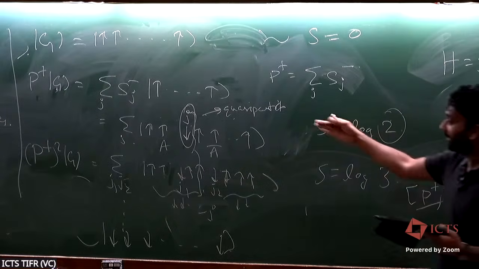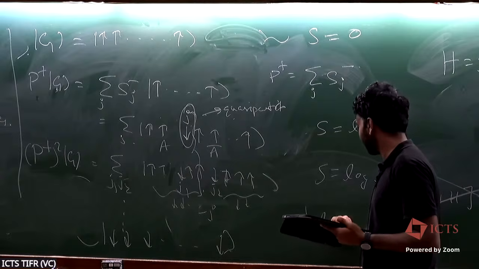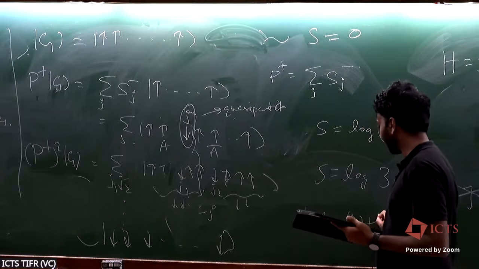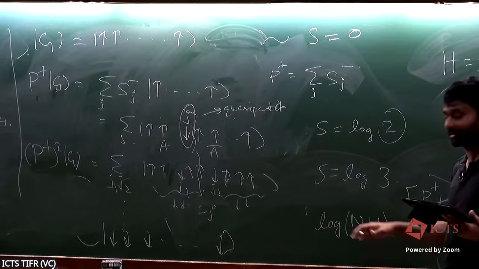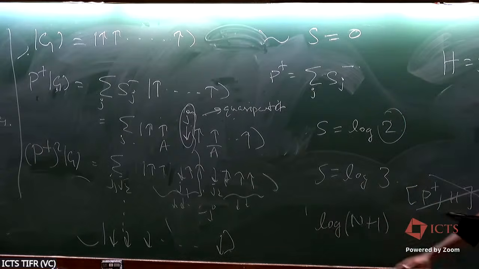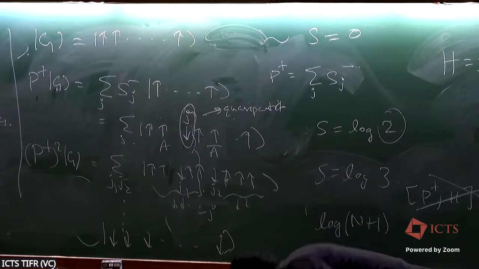And then similarly, if you have n quasi-particles, you can just convince yourself that it's something like log of n plus 1. So if you have an extensive number of quasi-particles, the entanglement entropy grows as the logarithm of the number of quasi-particles, which is very far from a volume law.